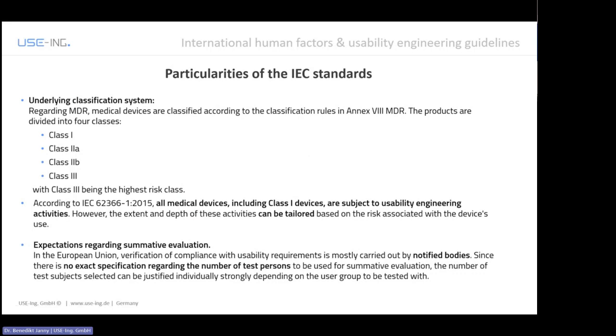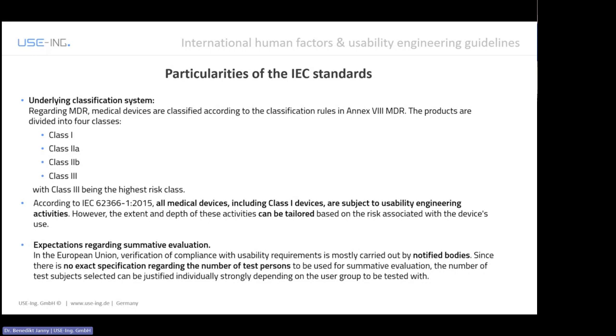And this is important because various guidelines and standards have different opinions on that, but according to the 62366, all medical devices, including class 1 devices, are subject to usability engineering activities. However, the extent and depth of these activities can be tailored based on the risk associated with the device's use, and also a little bit depending on the user groups and user profiles who are using those products.